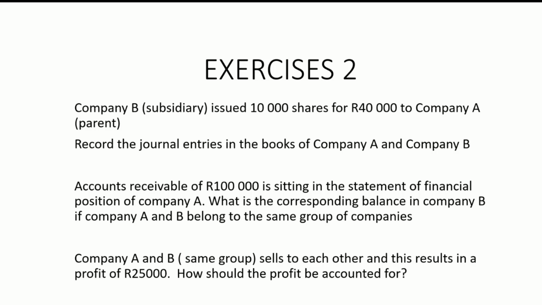Good. The next question. Accounts receivable of 100,000 is shown in the statement of financial position of company A. What is the corresponding balance in company B if company A and B belong to the same group of companies? So one company has accounts receivable. What would the other company have? Assuming they had a transaction between the two, A and B, which resulted in 100,000 accounts receivable in company A. What would be the corresponding balance in company B?